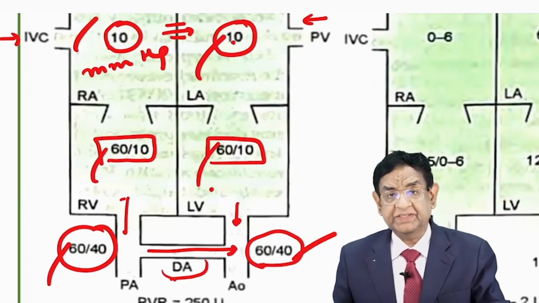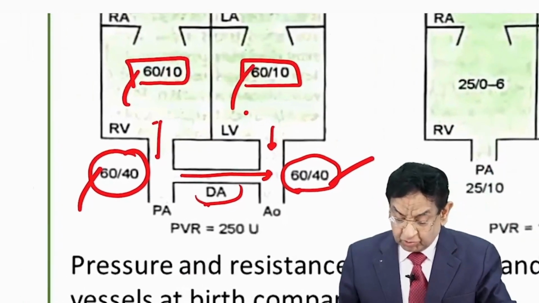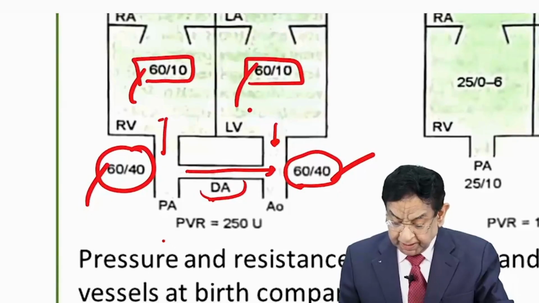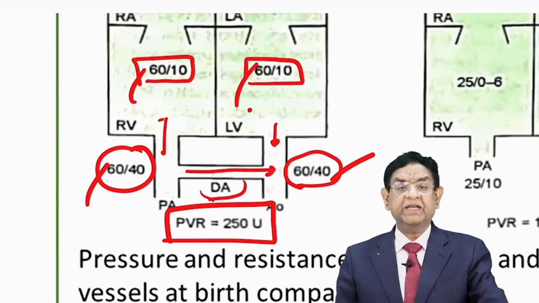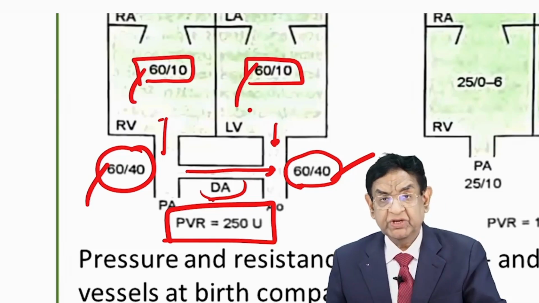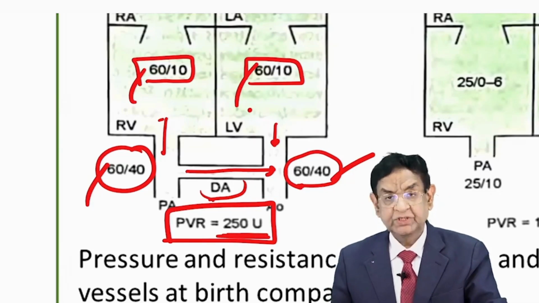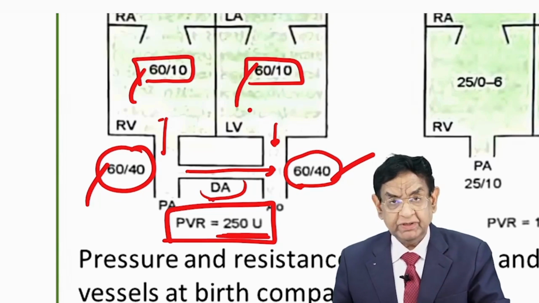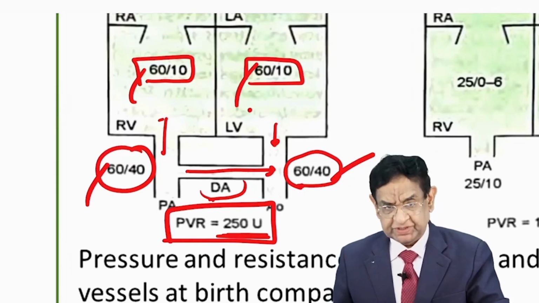What is the reason behind that? The reason is this, the single most important line. Pulmonary vascular resistance, PVR, is 250 units. 250 units, note it down. What is the unit? What is dyne? This I'm going to discuss when I discuss the pathophysiology.